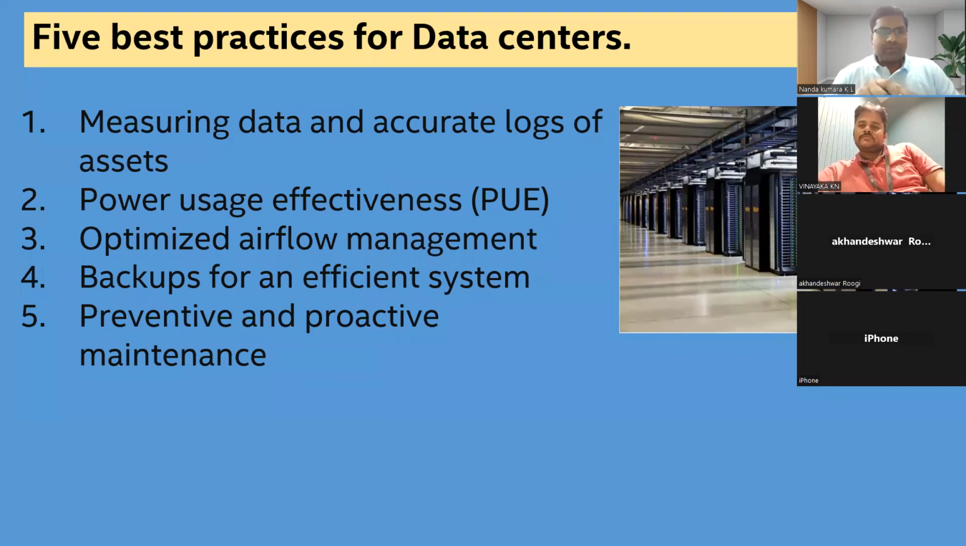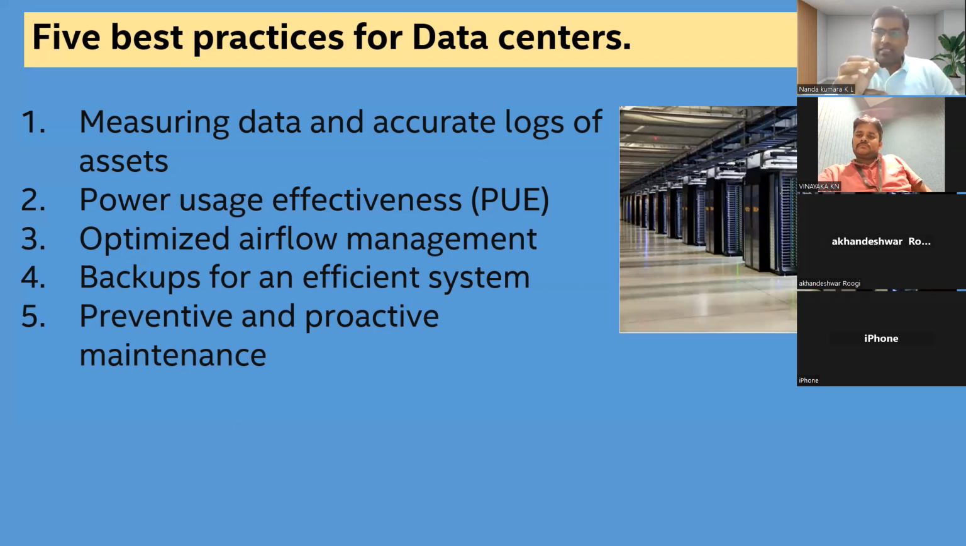The first point is measuring the data and accurate logs of assets. When you talk about measuring the data, you can say both electrical data as well as HVAC data. In terms of electrical systems, each row should have a dedicated meter, and that meter should be capable of connecting to the BMS or any advanced IoT-based system, particularly PMS, power monitoring systems. So any such meter should be able to connect and be monitored through the BMS.